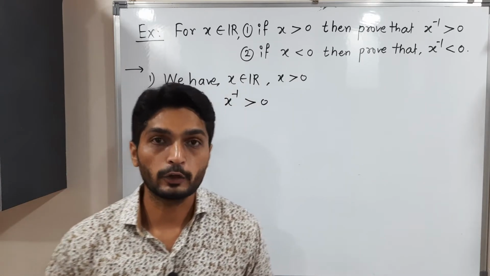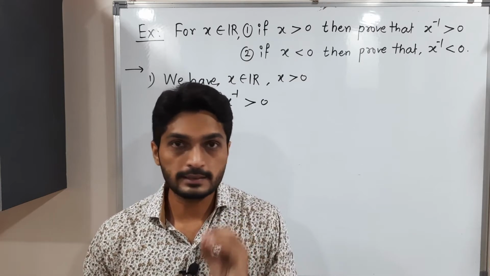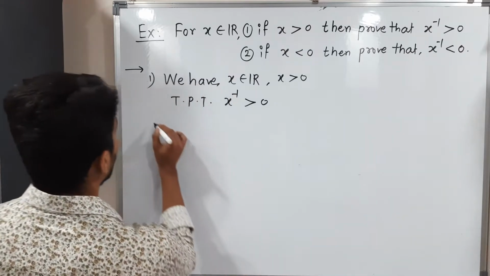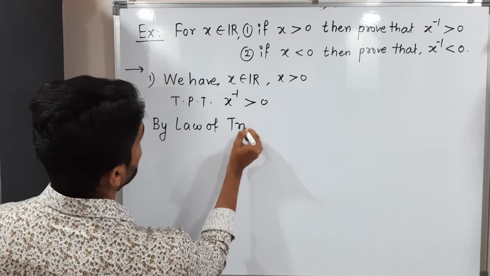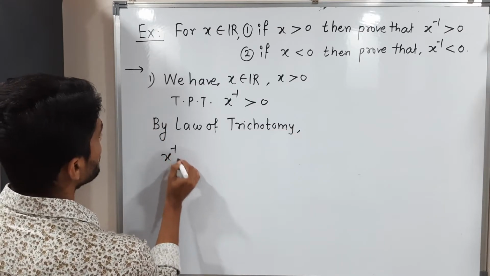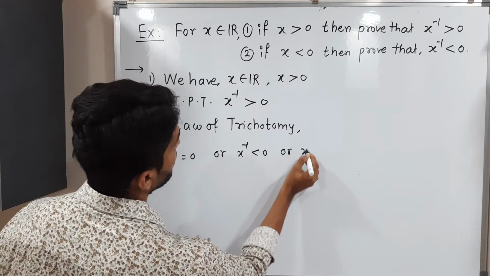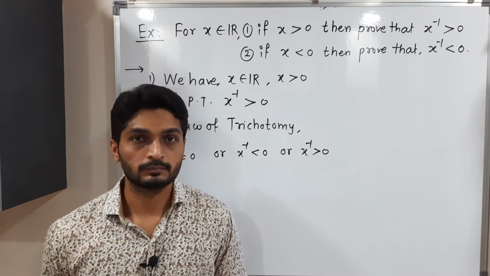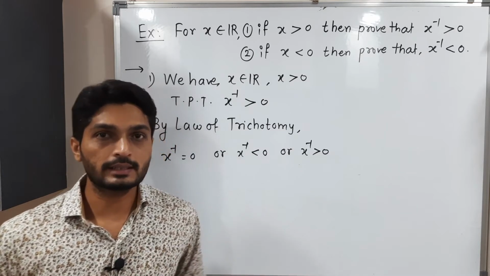You remember the law of trichotomy? This law says there are only three possibilities. Either the number is 0, or it is greater than 0, or it is less than 0. So I will write here, by law of trichotomy, x inverse is equal to 0, or x inverse is less than 0, or x inverse is greater than 0. Exactly one of these three is true. So we will discuss all these cases.